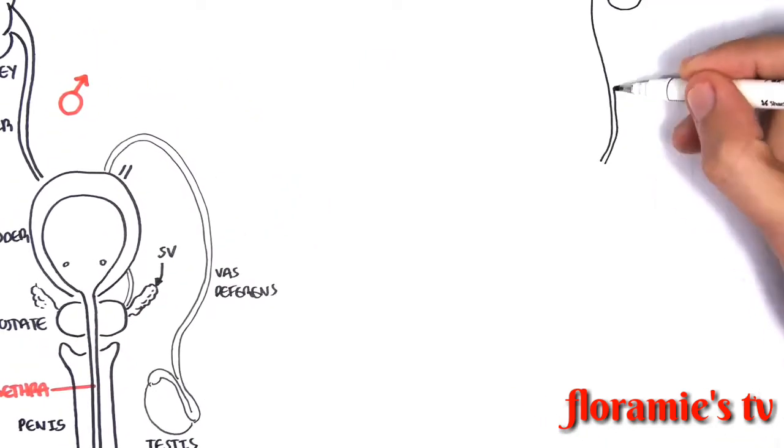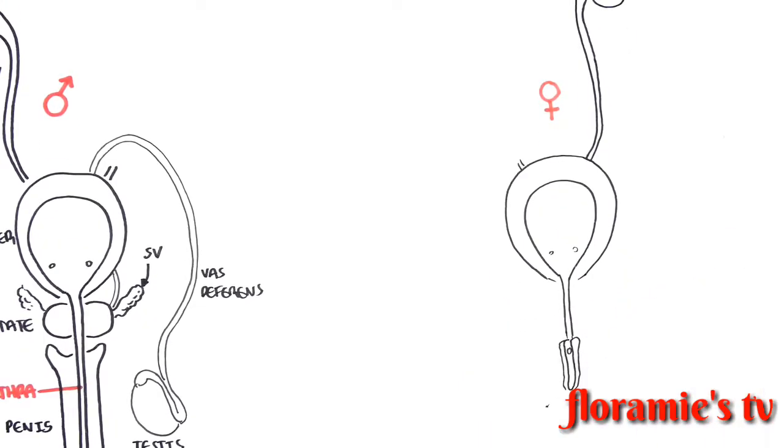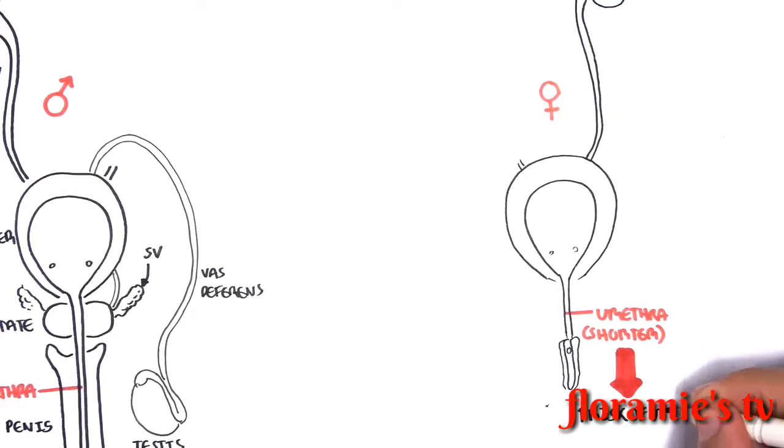The female anatomy is very similar, except importantly, they have a shorter urethra. A shorter urethra means that they are at increased risk of developing UTI.